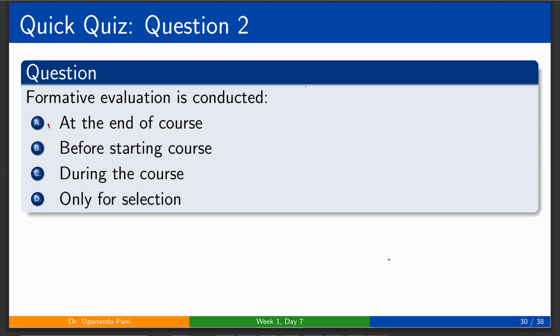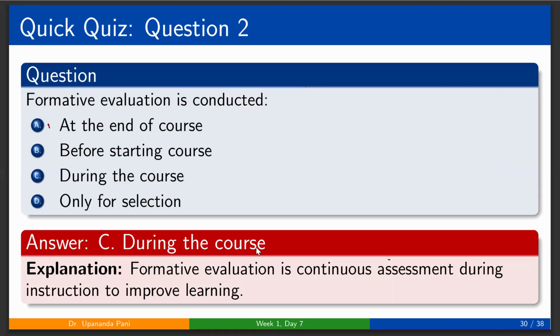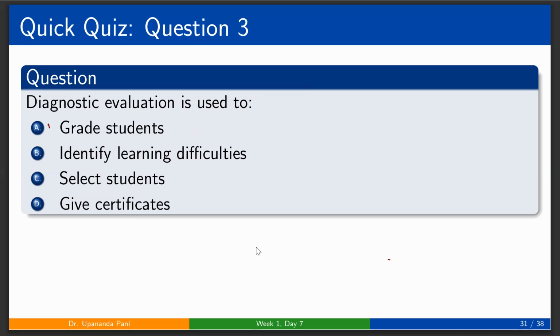Shivani is saying C. Chinmay is saying C. Okay, I think these questions are a little easy. Answer is C, during the course. Explanation: formative evaluation is continuous assessment during instruction to improve learning. Next question, let us complete.